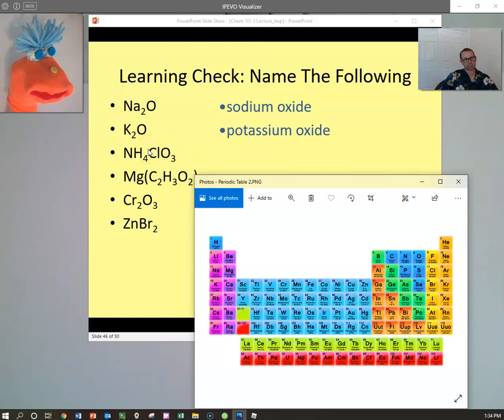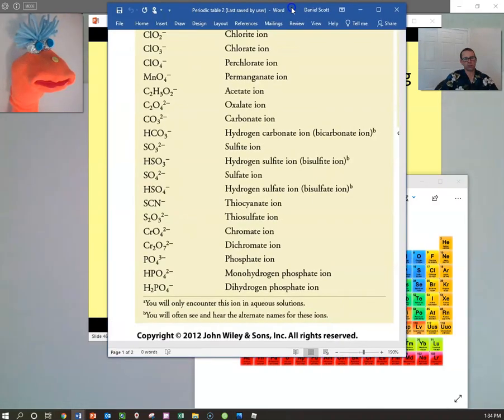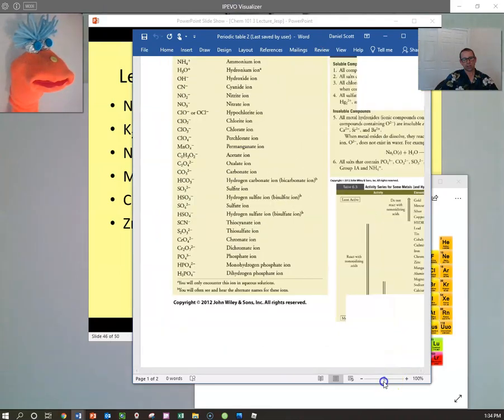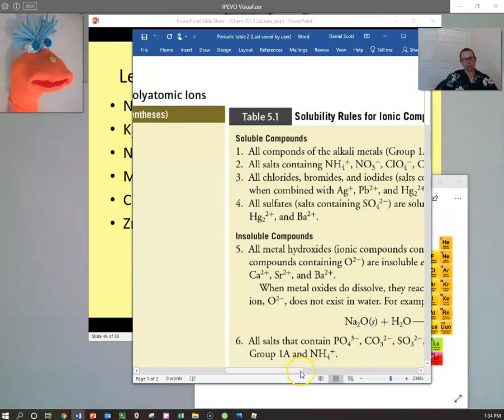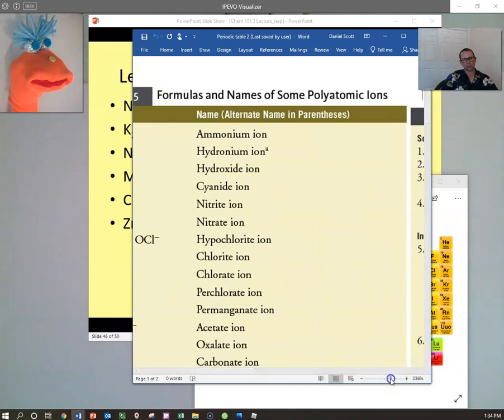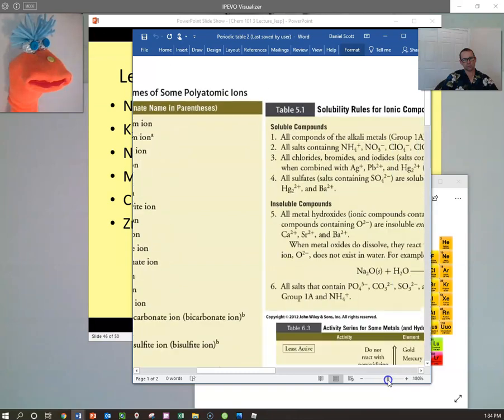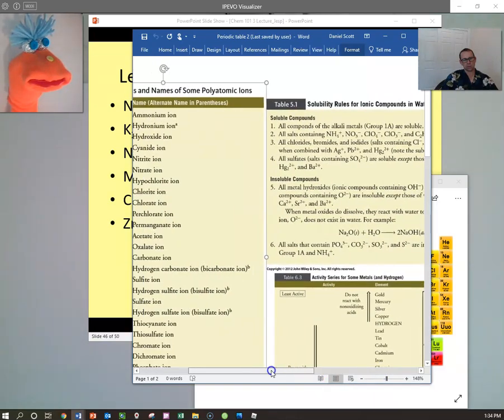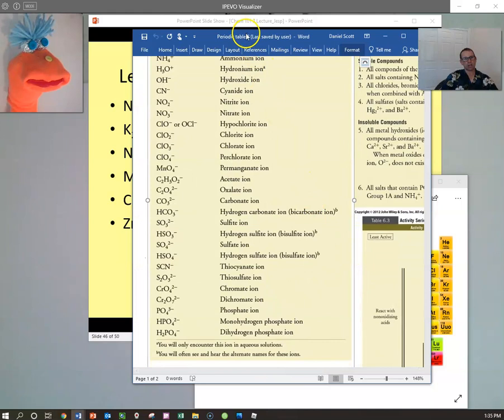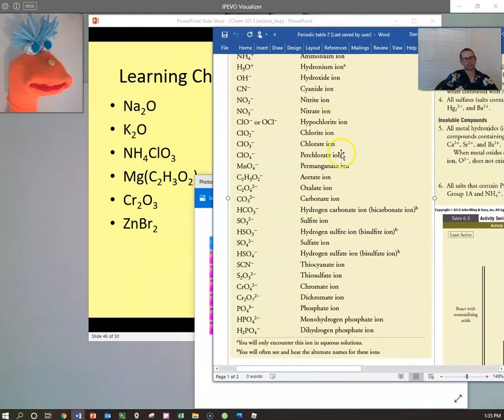Okay, this next one. No clue. All right, so we need to bring in the big guns. We need to bring in our polyatomic ion chart. So I have the polyatomic ion chart over here. We bring it in, and we can see if any of our polyatomic ions are being used in this compound.